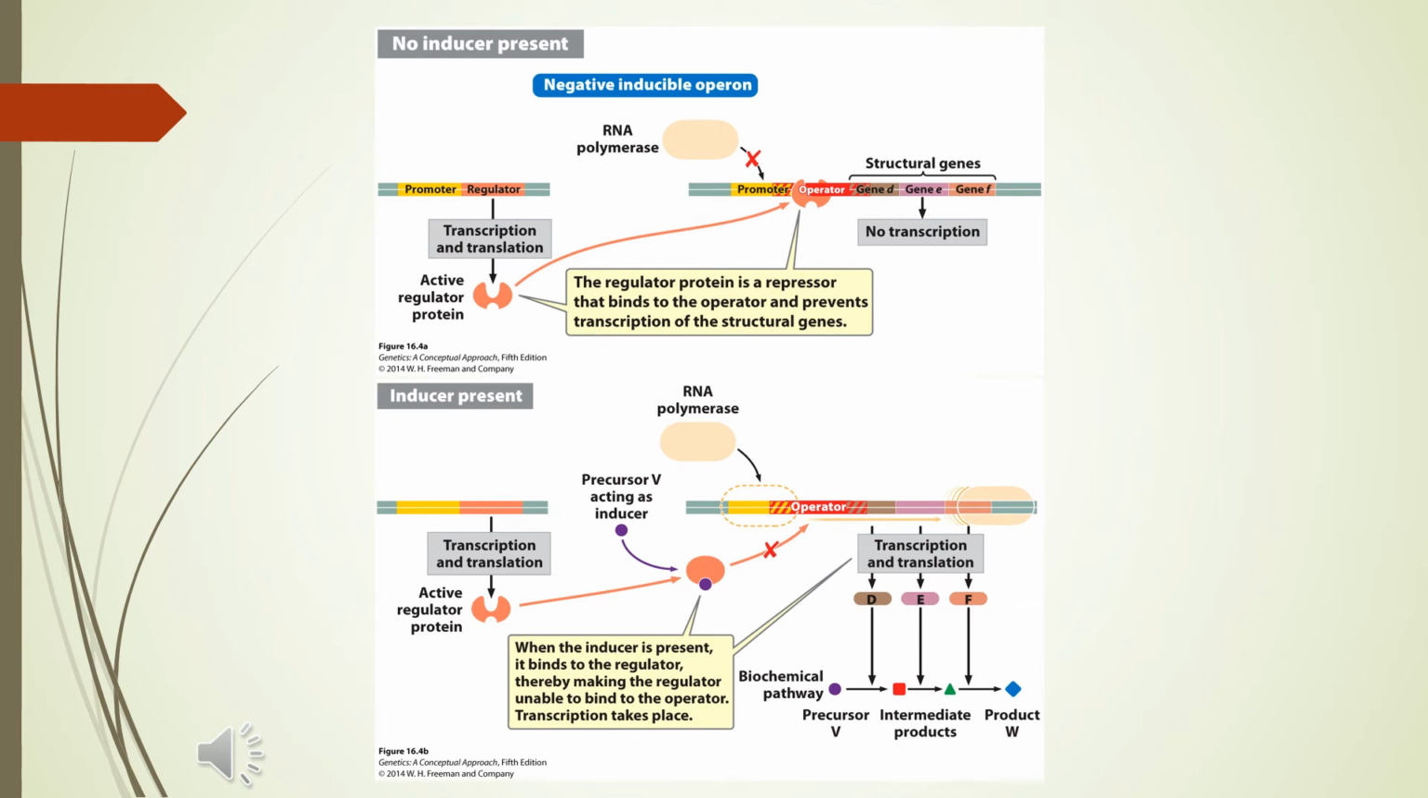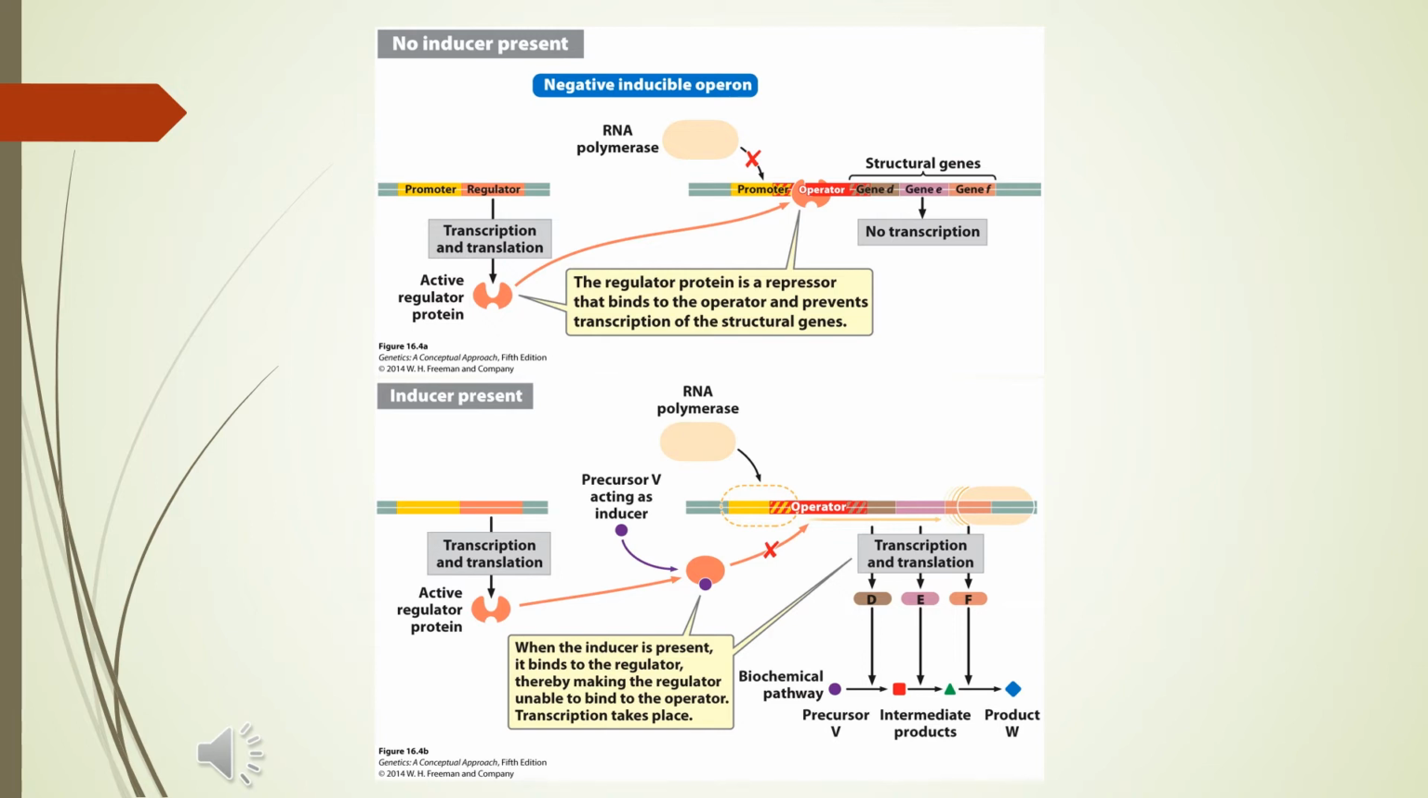So here you can see how it works. First of all, no inducer is present. So on the left side you can see the regulator will undergo transcription and translation and will produce a protein product that is an active regulator protein. This active regulator protein binds with the operator region. So the product of the regulator gene here is a repressor that will repress this whole genetic system.